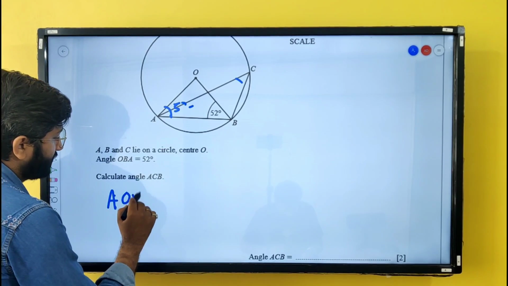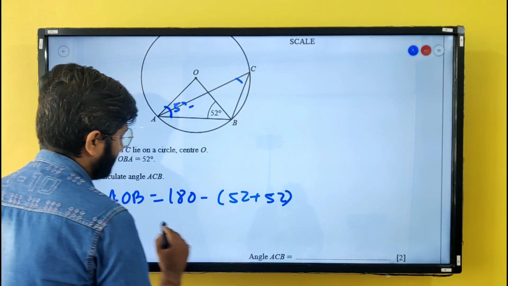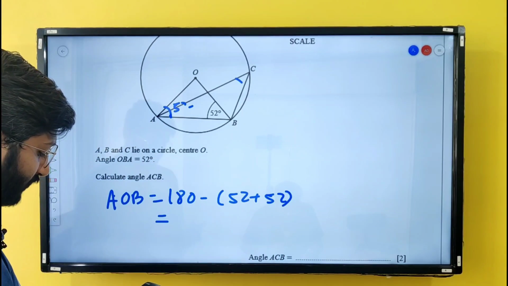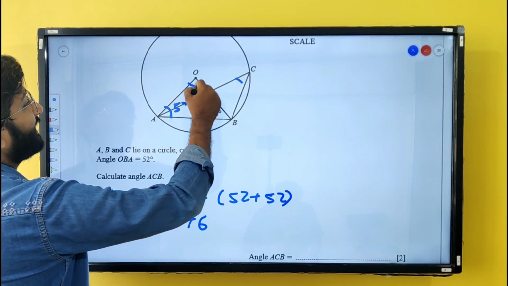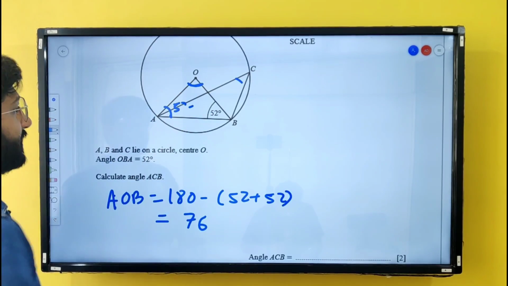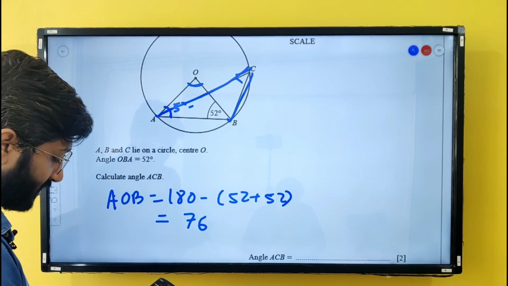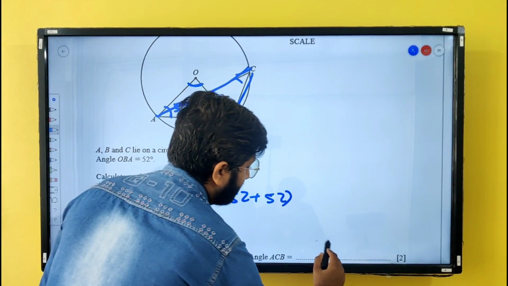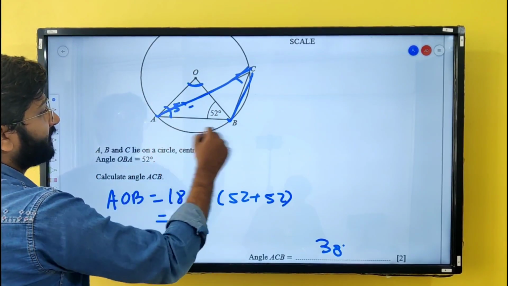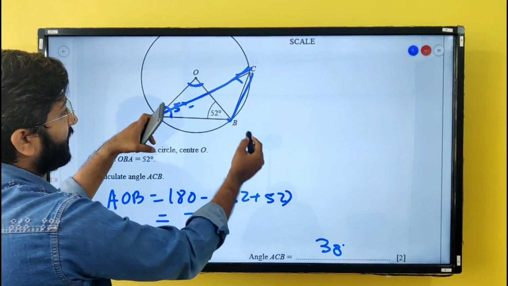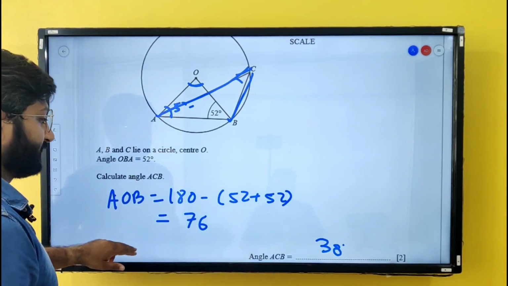And angle AOB is going to be 180 minus 52 plus 52. So 180 minus 104, which is 76. Now if the angle at the center is 76, then the angle at the circumference is going to be half of that. So half of 76 is 38, right? Because from AB you have arc AB, from arc AB you have the center, and from arc AB you also have the angle formed at the circumference.